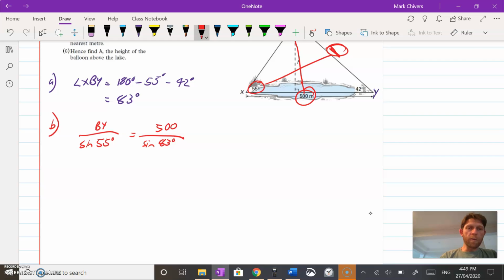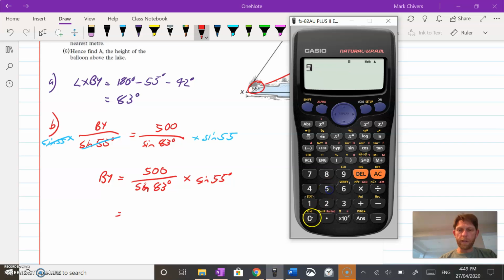So if we multiply both sides here by sine 55, that's going to cancel those two out, and we're going to be left with BY equals 500 over sine 83 degrees times by sine 55 degrees. So we'll plug that into our calculator, and hopefully it'll equal what it said it should equal in the question. So 83, close our brackets, and we multiply that by sine 55.